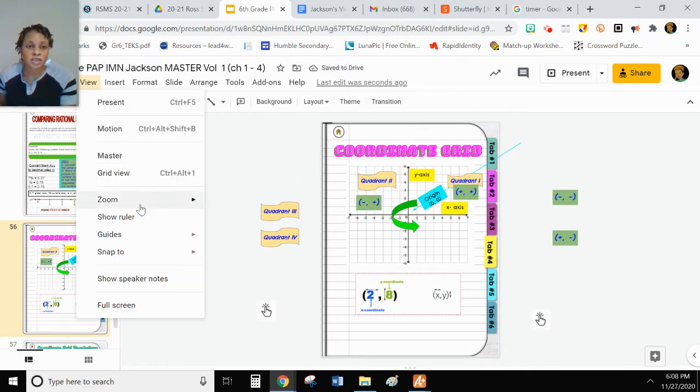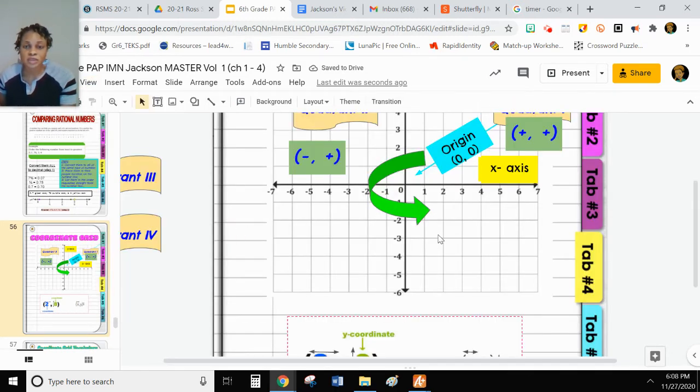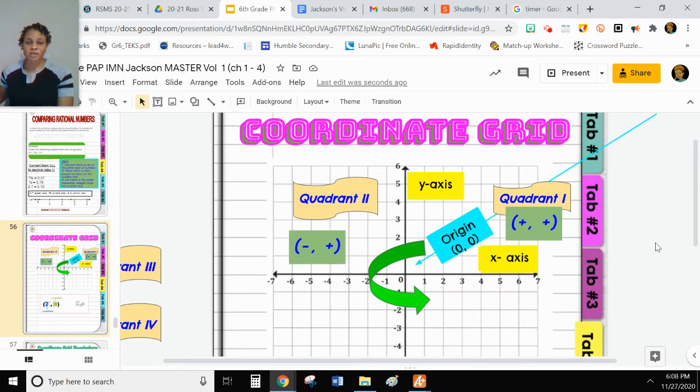And I'm going to take a second and zoom in so you guys can see that. And you can get this in your notebook. Remember, you are following along. This is an interactive notebook, so you have to interact with it. Again, quadrant 1 has a positive x value and a positive y. Quadrant 2 has a negative x value, see our x-axis, and a positive y.